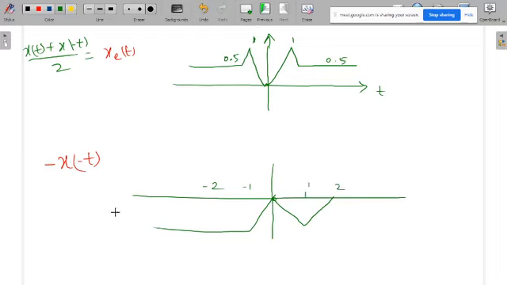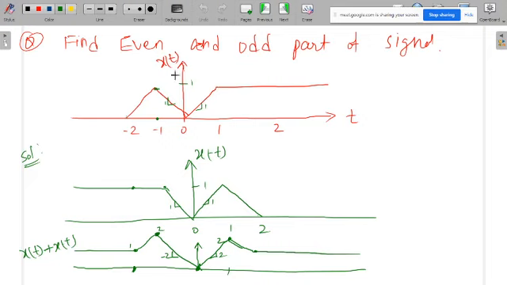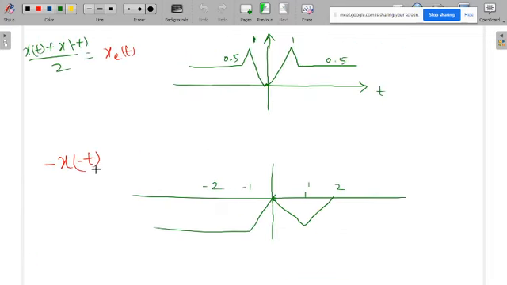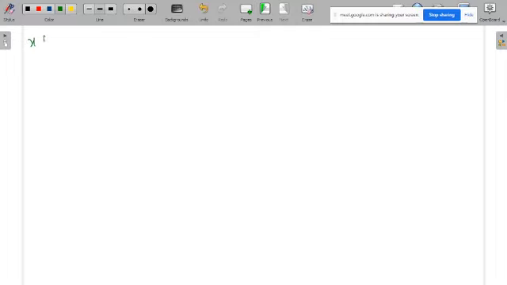So this is the mirror image. Now what we have to do, we have to add this graph with the original graph, this one. Once you add these two graphs, this is the original graph x of t, this is minus x of minus t. If you add these two graphs, you will get the odd component of the signal. For better clarity, I will represent both x of t and minus x of minus t on the next slide.